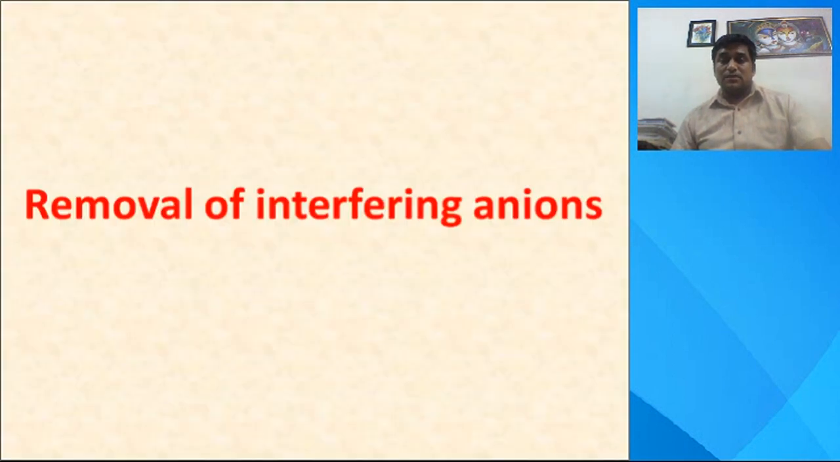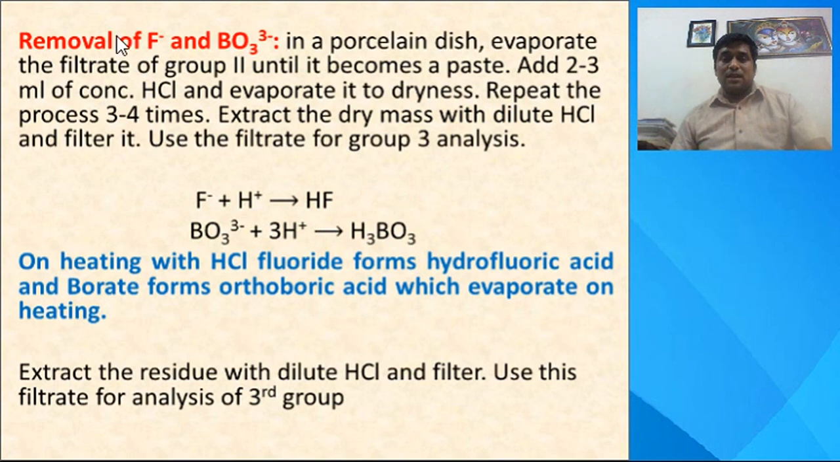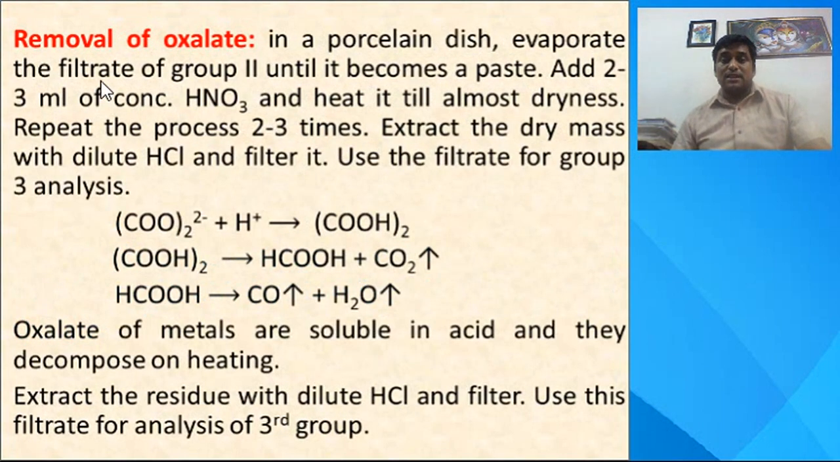Now the next question is how to remove these interfering anions. We'll address them one by one. Before fluoride and borate, first the removal of oxalate. Oxalate gets decomposed when we treat it in the presence of acid. In a porcelain dish, evaporate the filtrate. Remember, we need to remove these interfering anions after group 2, so use the filtrate which is left after group 2 analysis. Take that filtrate in a porcelain dish, evaporate it till it becomes a paste, then add 2 to 3 ml of concentrated HNO3 and heat it till almost dryness.